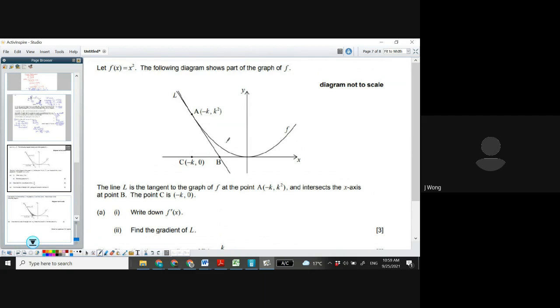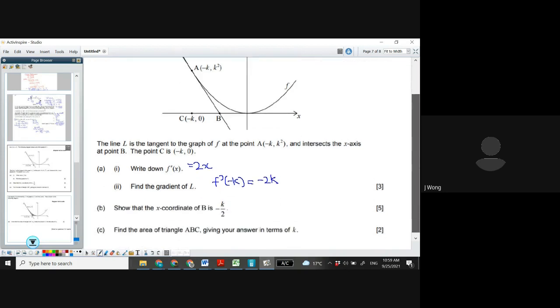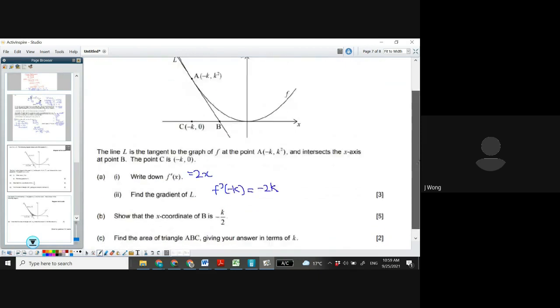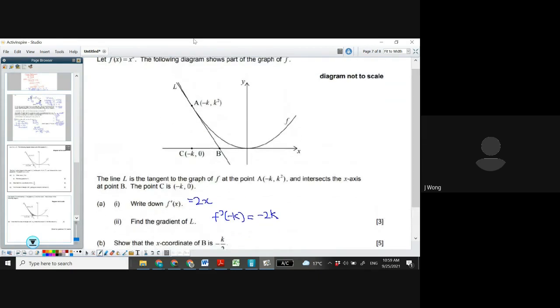So firstly, just differentiate, nothing special, 2x. And in order to find the gradient of the tangent, which is the gradient of the curve at A, you could just substitute the x coordinate of minus k into it, and you have minus 2k. So good, 3 marks there. Now finally, you could find the x coordinate of B, which means we're just going to find the equation of the straight line L and then use it to find the x-intercept.